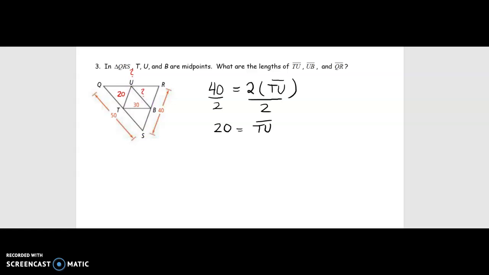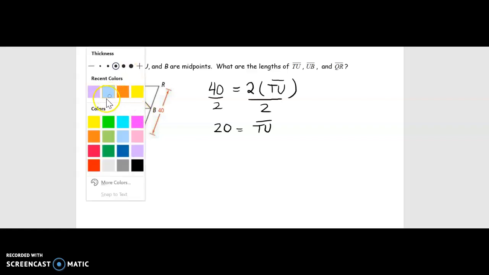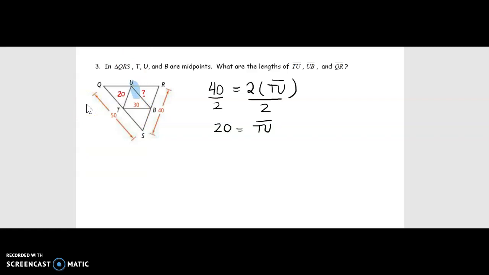All right, let's look at another one. We're looking at UB over here. So again, we just want to find the side that's parallel to it. So this over here is UB. Parallel to that is QS.